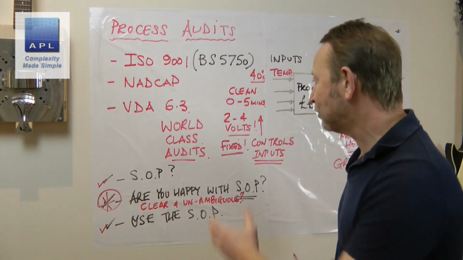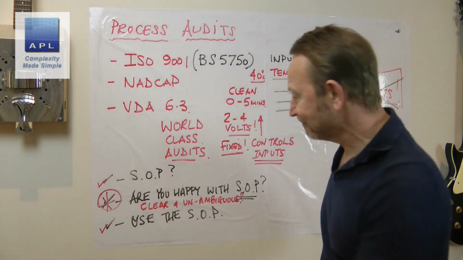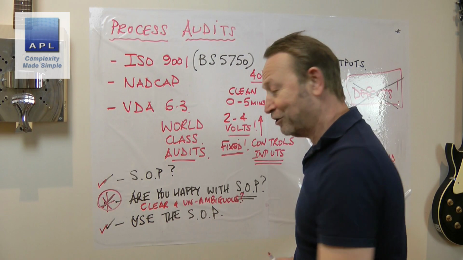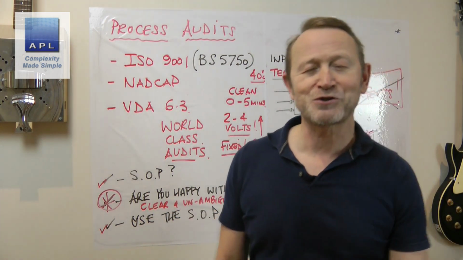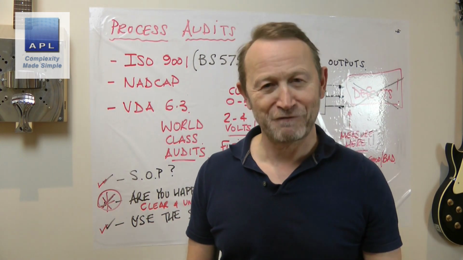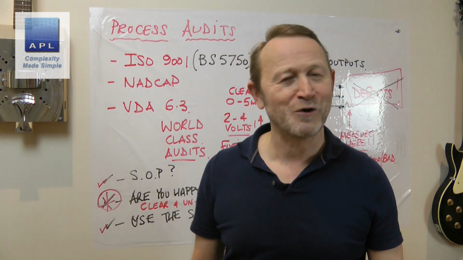So, world-class process audits. Standard operating procedure. Are you happy with it? And do you use it? Use those 3 rules and you'll definitely make more money.